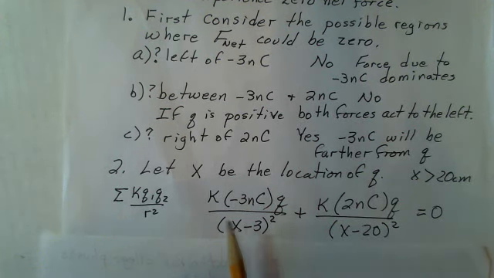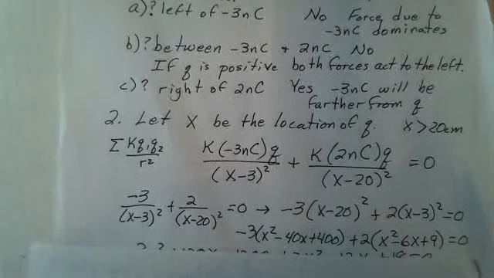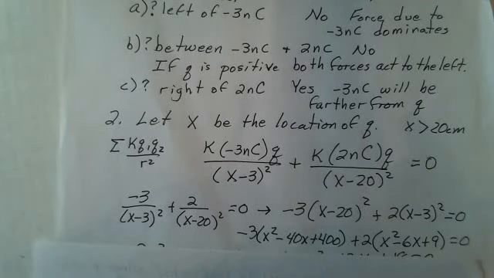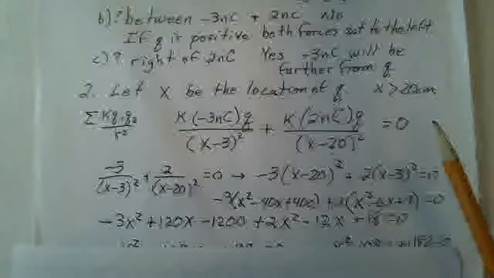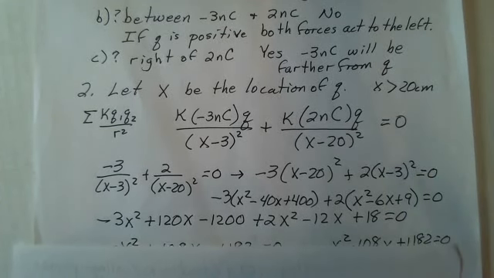You can observe here the k's cancel, the nanocoulombs cancel, the q's cancel, and that simplifies our expression to minus 3 over (x minus 3) squared plus 2 over (x minus 20) squared. If I multiply by the two denominators, I'll end up with minus 3 times (x minus 20) squared, plus 2 times (x minus 3) squared. I square the parentheses. You can see that has happened on the next line. And now we distribute the minus 3 and we distribute the plus 2. And you can pause this if you want to inspect it.